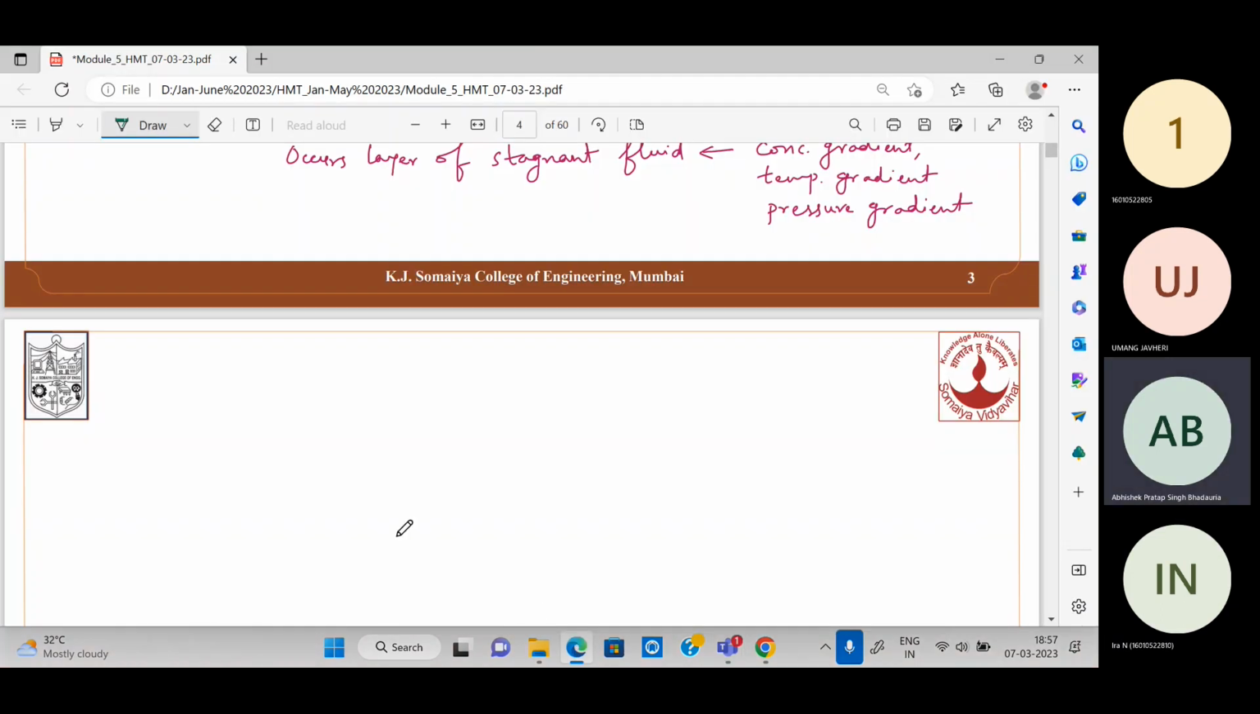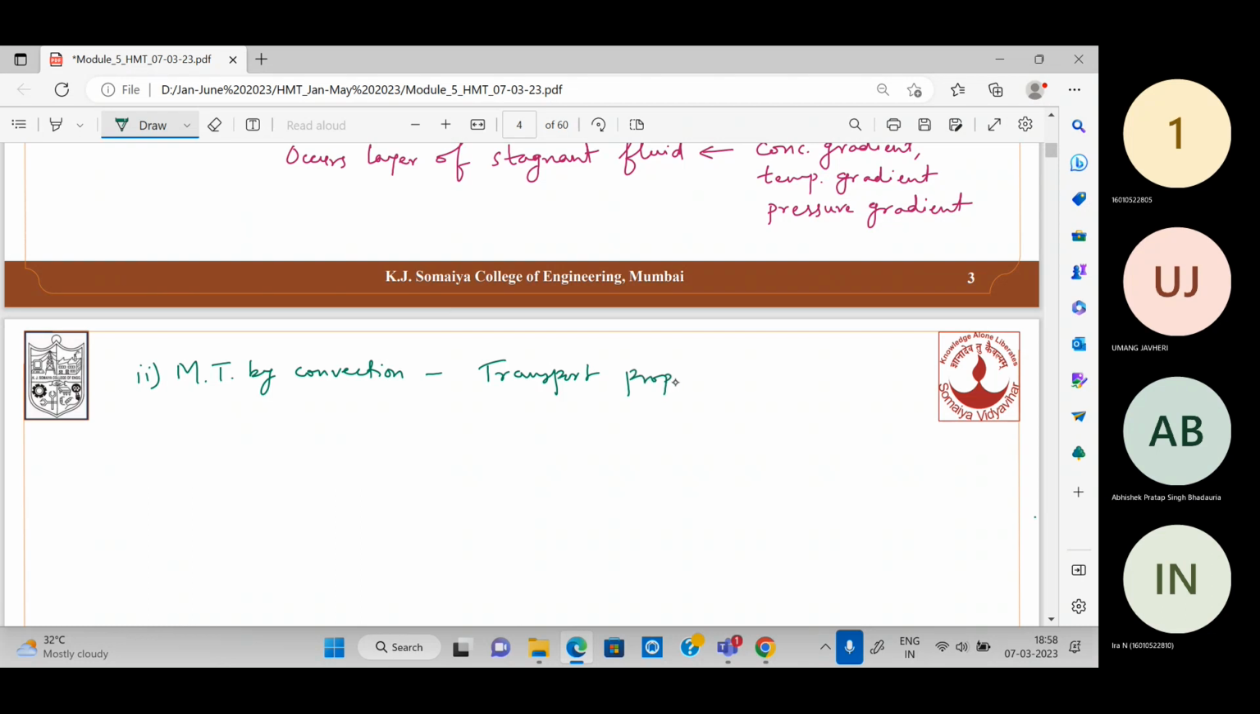Okay, so let's go ahead. The second one is mass transfer by convection. I will write it here: mass transfer by convection. So we can say this convective mass transfer depends on transport properties of fluid.